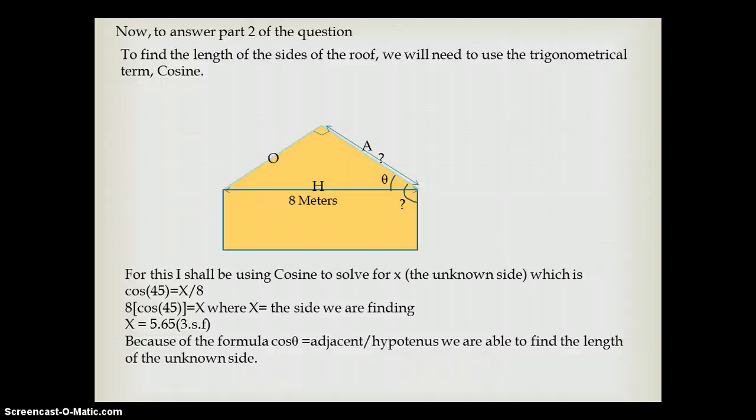To find the length of the sides of the roof, we must use the trigonometric term cosine. I shall be using cosine to solve for x, the unknown side: cosine 45 equals x divided by 8. By shifting the 8, we get 8 multiplied by cosine 45 equals x, where x is the side of the roof. By doing this, we get x equals 5.65 meters, to 3 significant figures. Because of the formula cosine theta equals adjacent over hypotenuse, we are able to find the length of the unknown side.